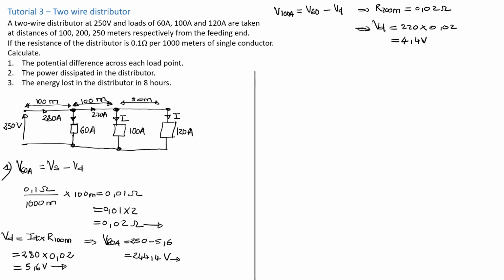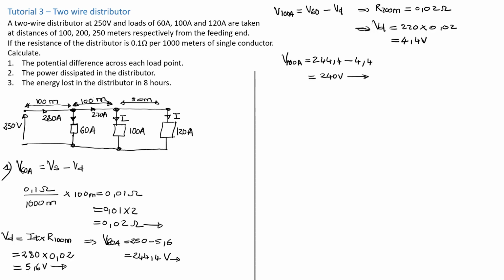Now we can go ahead and calculate our V for the 100 amp load. So the V for the 100 amp load here is going to be equal to the voltage here, which is V60 that we found to be 244.4. So it's 244.4 minus Vd, which is 4.4. And this gives us a value of 240, as we can see there, 240 volt.